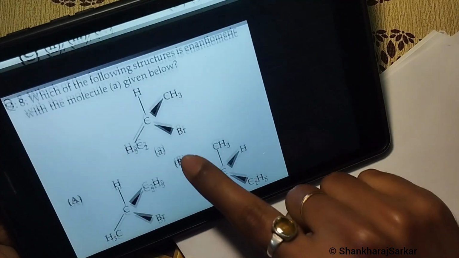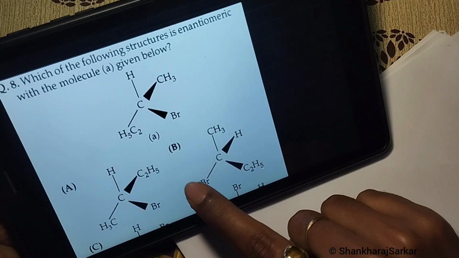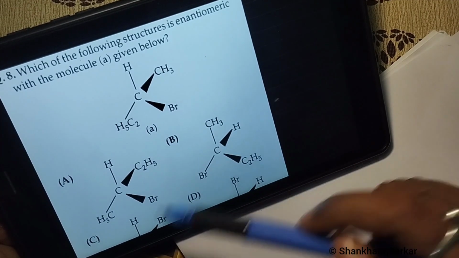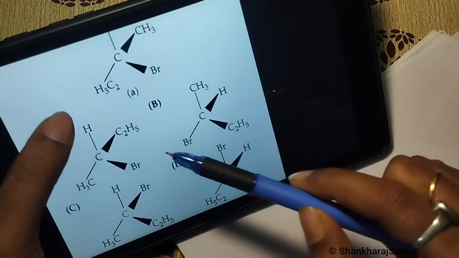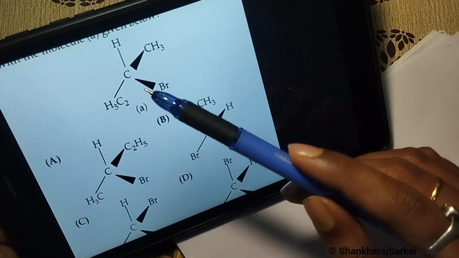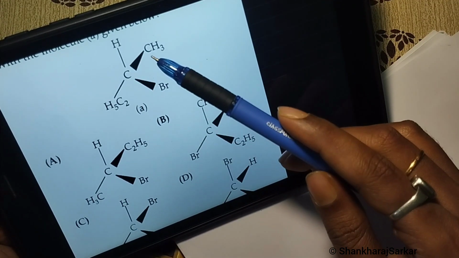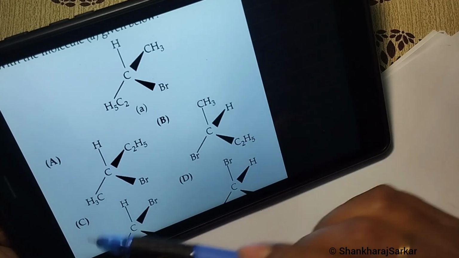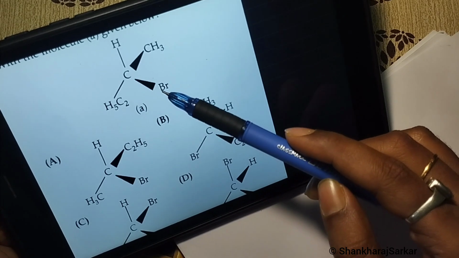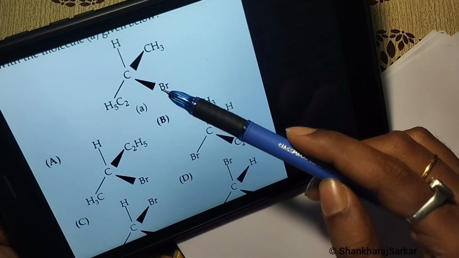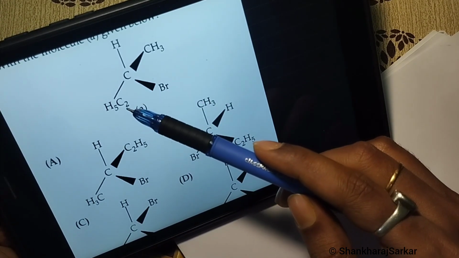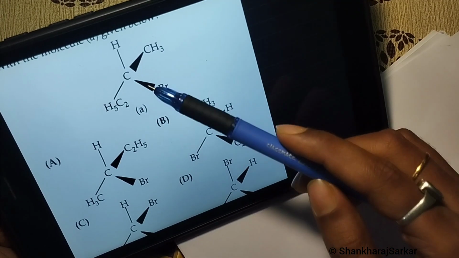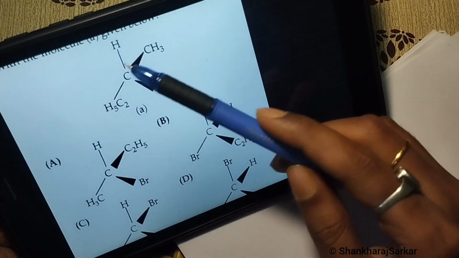Next, which of the following structures is enantiomeric with the molecule A given below? So this is A, and we have to identify the enantiomer of A from the compounds given. Here you have to first identify that this bromine and this CH3 are coming out of the plane, and this one is going behind the plane. Now here the bromine has the highest priority, so it is priority number 1. This will have the second highest priority, priority number 2, and this CH3 will have the least priority, third highest priority. So 1, 2 and 3, so we are going in the clockwise manner.